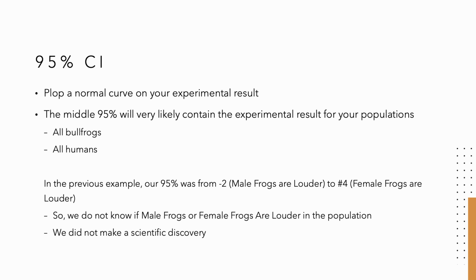Now, with the previous example, that result didn't tell me much. Male frogs could be louder than female frogs, or female frogs could be louder than male frogs. All I know there is I need to run a better experiment, and that's fine. We did not make a scientific discovery with that data, but this is how a 95% confidence interval works.